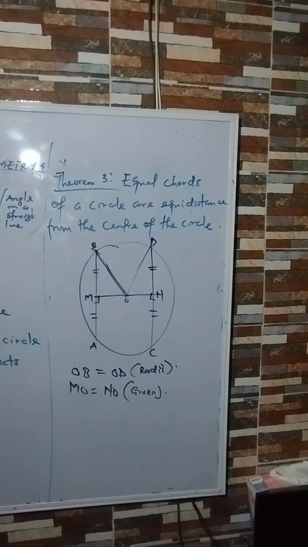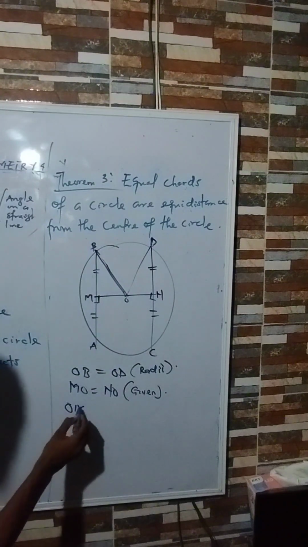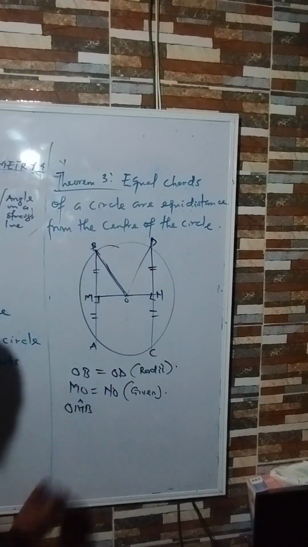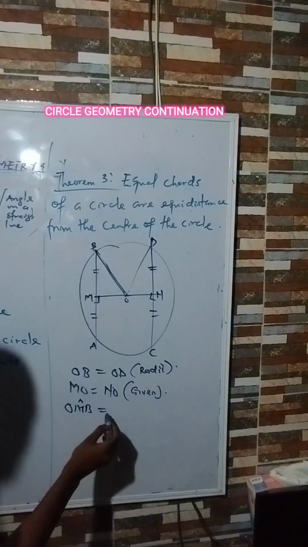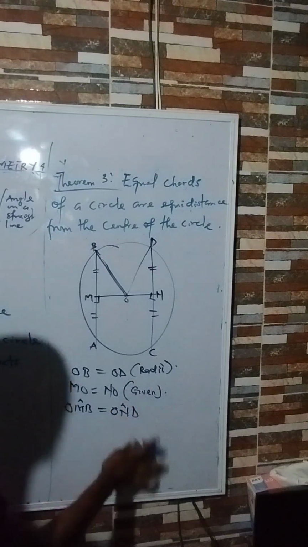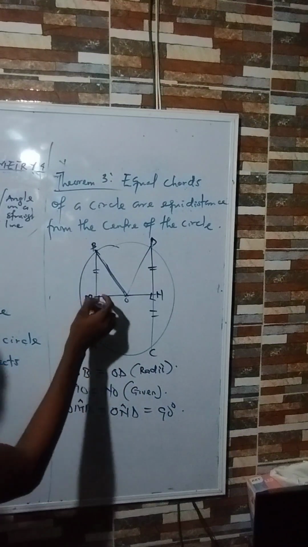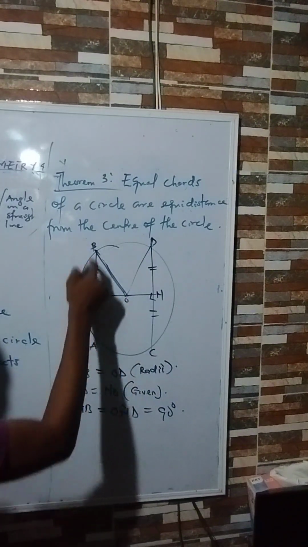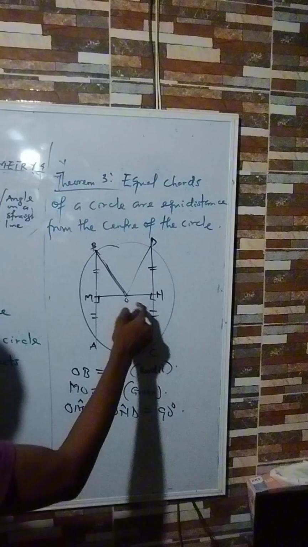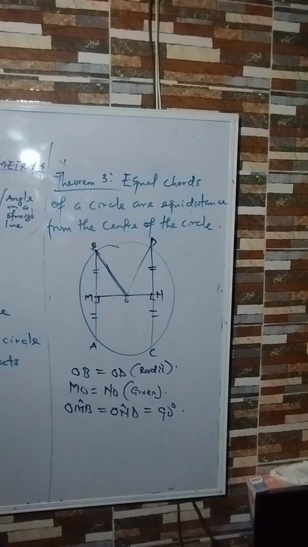So what can we now say about OMA or OMB? What can we say about our OMB? We have just shown that before. So our OMB is equal to OND, which is what now? Which is 90 degrees. We've just shown that. Which is equal to 90 degrees. That means we are talking about the angle here, that our angle OMB, this angle here, is equal to OND, this angle here. So in that case, we've just shown it there.